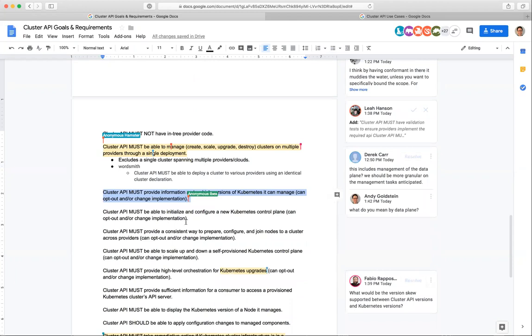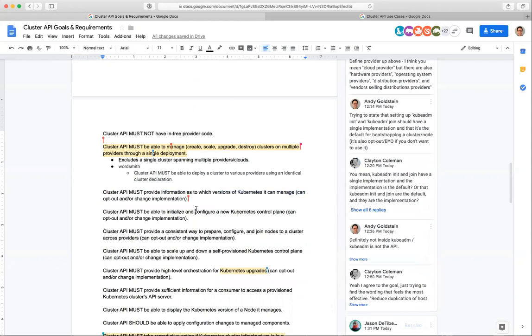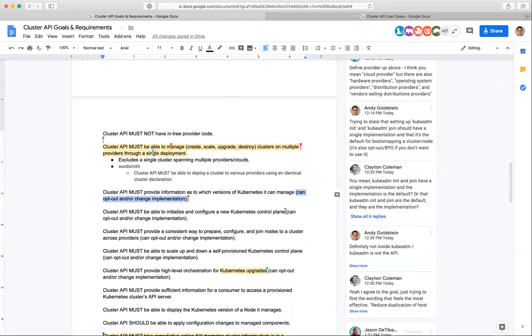All right. So Cluster API must provide information as to which versions of Kubernetes it can manage. And this is the first of several where we have can opt out and or change implementation. The intent here is that if I'm an end user, I would like to find out when I go to Cluster API, can I use you to install Kubernetes 1.13, 1.14, 1.12, whatever? And the opt-out and change implementation part is about trying to support multiple distributions and vendors.